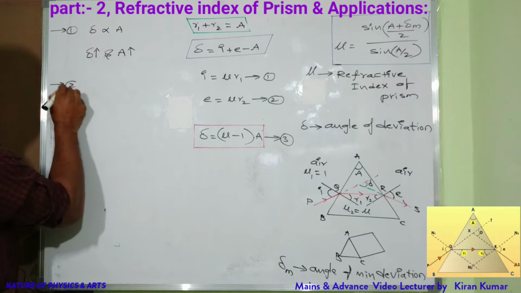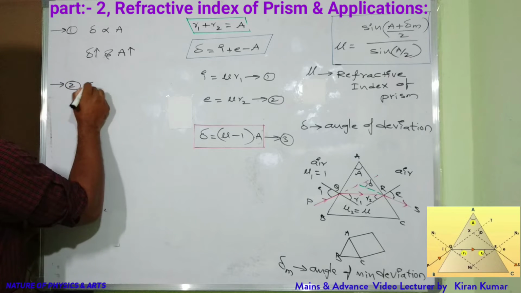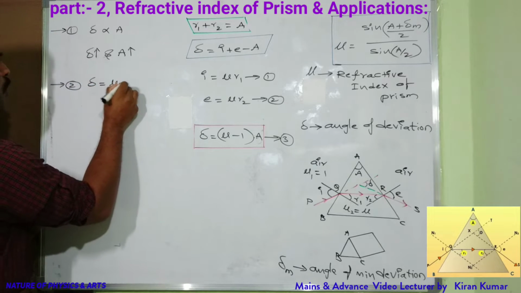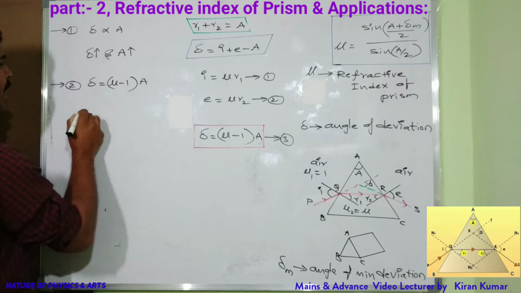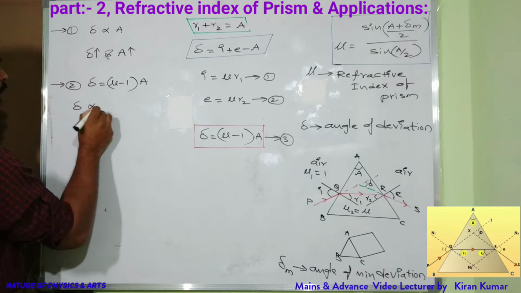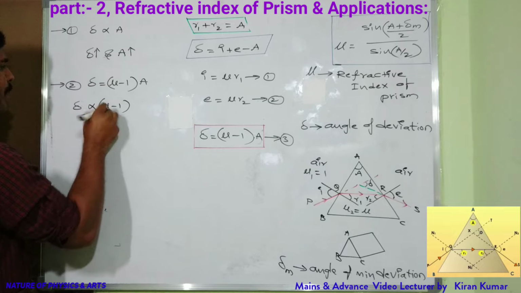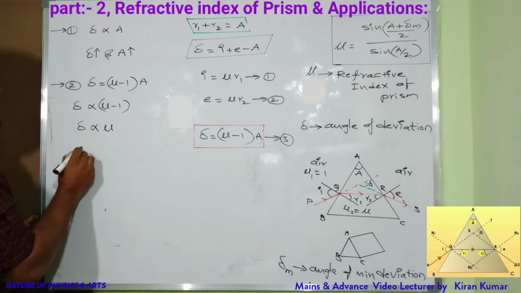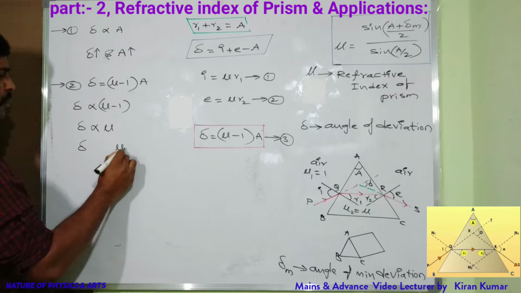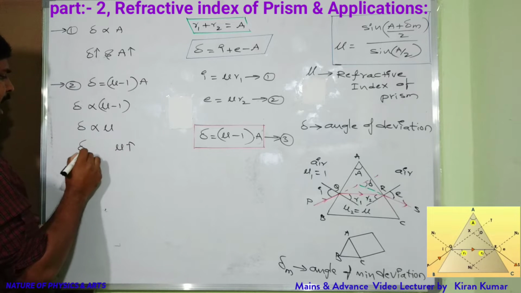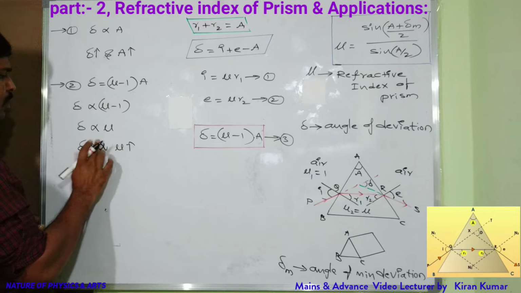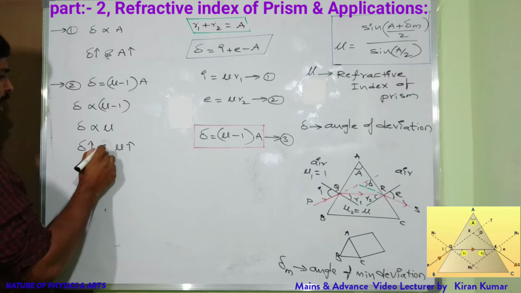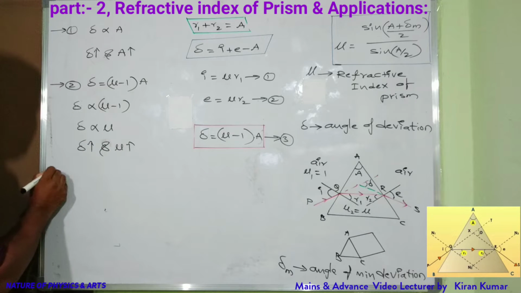And second relation: delta is equal to (mu minus 1) into A, and delta is directly proportional to mu minus 1. So delta is directly proportional to mu; then as the refractive index of the prism increases, the angle of deviation also increases.